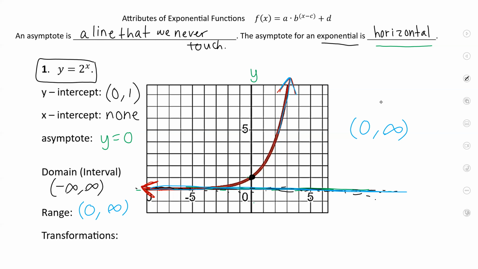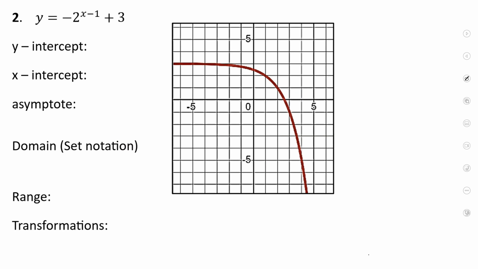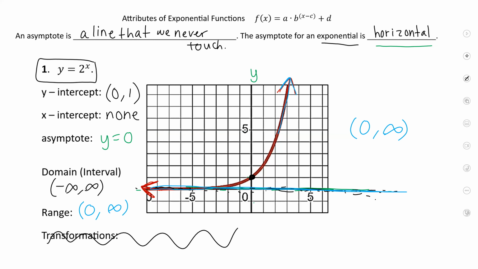Continuing on to transformations, this was not transformed. This is just the parent function, so we can just scribble this out for now. Okay, let's do the next example. This one has been transformed. Okay, let's look at the notes very quickly. I'm going to go to the notes part.